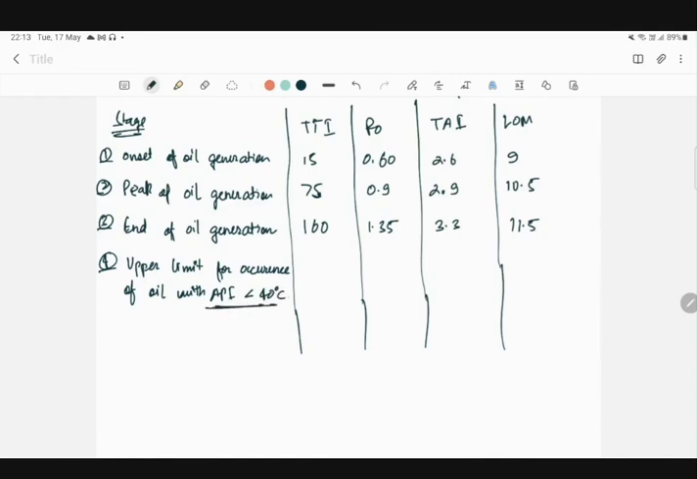So you guys tell me, is it for light oil or heavy oil? Heavy oil. Hello? Heavy or light? Hello? Somebody?